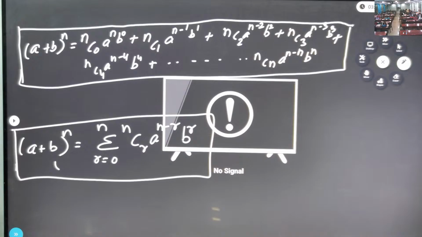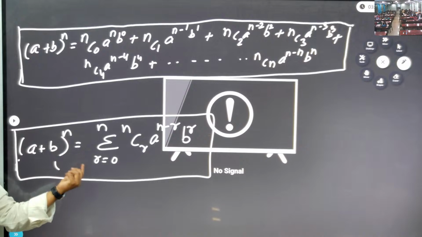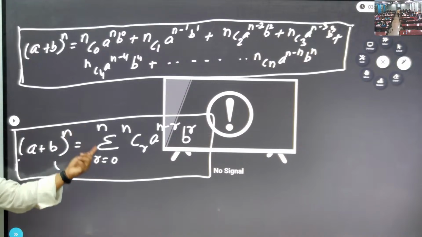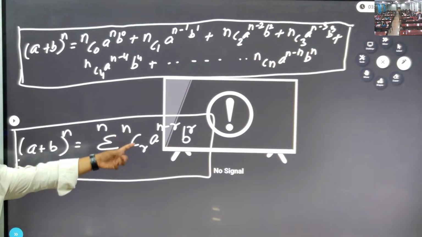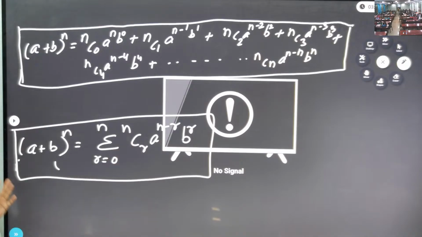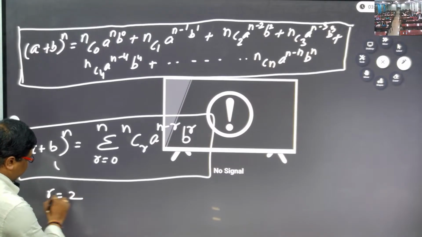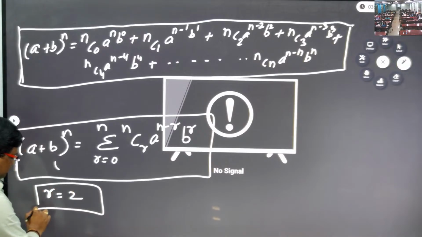So here you are writing it for a plus b. (a + b) power n is equal to the summation of r is equal to 0 to n, nCr a power n minus r b power r. That is the general term which we are using for the binomial theorem. So if r is equal to 2, what is the term that we are going to get? Which value will we be getting?